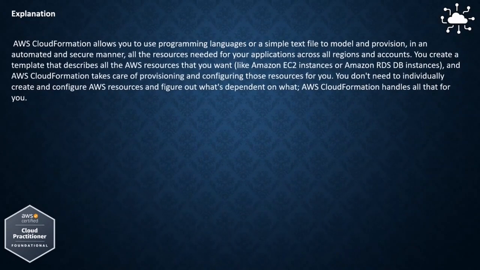Explanation: AWS CloudFormation allows you to use programming languages or a simple text file to model and provision, in an automated and secure manner, all the resources needed for your applications across all regions and accounts. You create a template that describes all the AWS resources that you want, like Amazon EC2 instances or Amazon RDS DB instances, and AWS CloudFormation takes care of provisioning and configuring those resources for you. You don't need to individually create and configure AWS resources and figure out what's dependent on what. AWS CloudFormation handles all that for you.